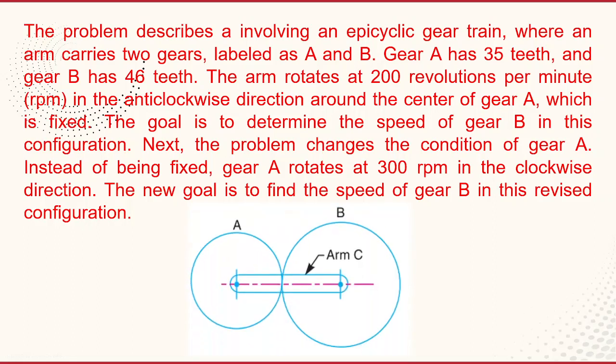Now let us see how this gear train looks. See the figure. The arm C is connected to the two gears, gear A and gear B. These gears A and B have external teeth and are meshed together with the help of the arm C. This is the given problem.